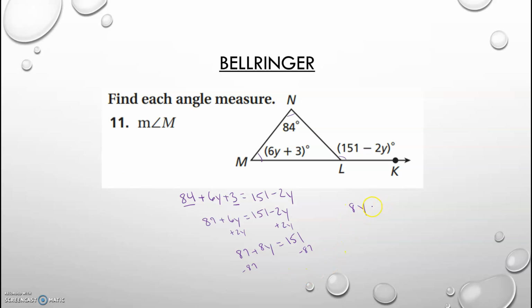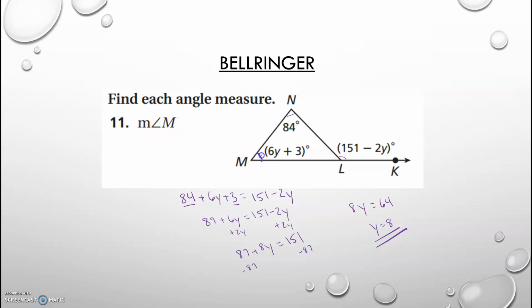Sorry, I kind of brought it over here because I'm running out of room. 151 minus 87 gets me 64. And we're going to divide both sides by 8, and we get y equals 8. Now, be careful. They did not ask for y. They asked you for the measure of angle M.